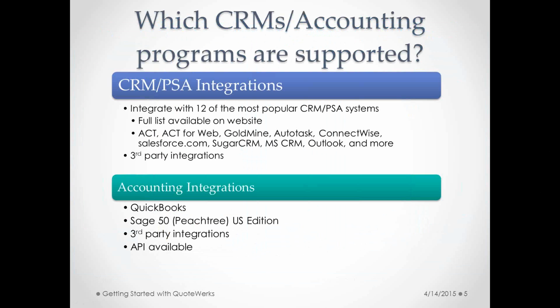So one of the biggest questions we always get is what CRMs or PSAs are supported. We do support about 12 of the most popular CRM or PSA systems. There's a full list available on the website, but that's going to be typically Act4Web, Goldmine, Autotask, ConnectWise, Salesforce.com, Sugar, MS CRM, Outlook, SalesLogix is another one, and there's a few other smaller ones that are supported as well.